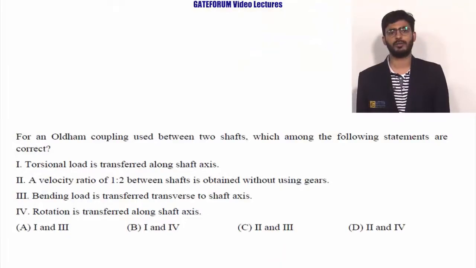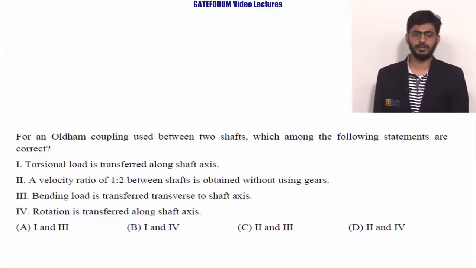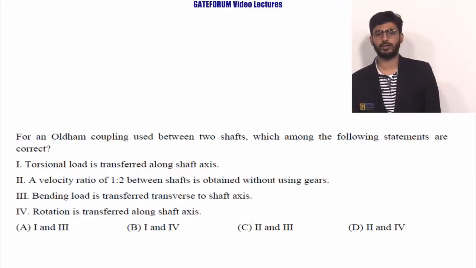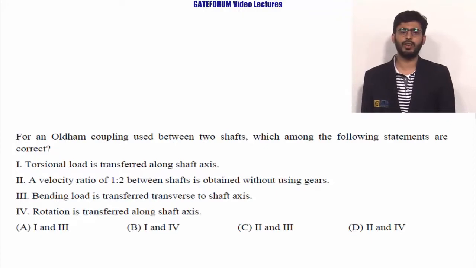This question belongs to the topic theory of machines from the subtopic mechanisms. For an Oldham coupling used between the two shafts, which among the following statements are correct? First statement, torsional load is transferred along the shaft axis. Second, the velocity ratio of 1:2 between the shafts is obtained without using gears. Third option, bending load is transferred to the shaft axis. Fourth option, rotation is transferred along the shaft axis.